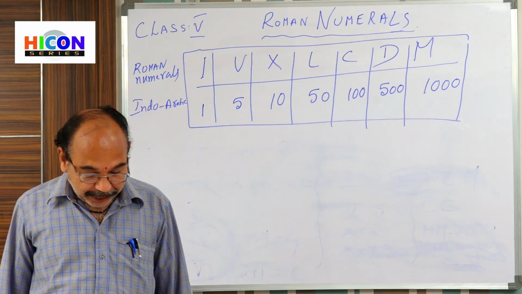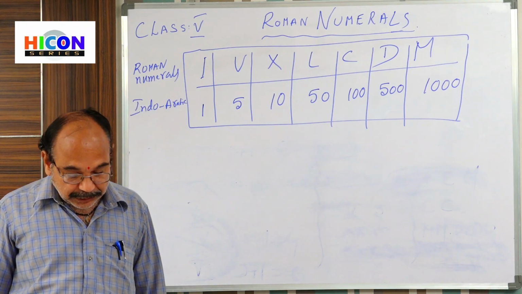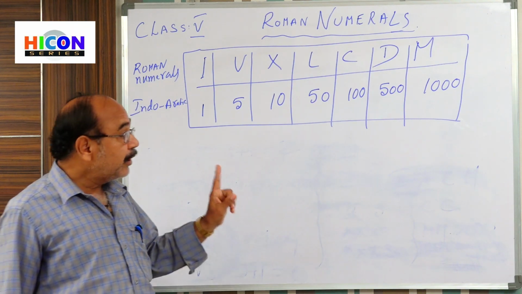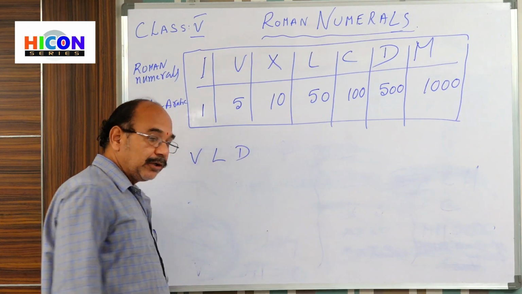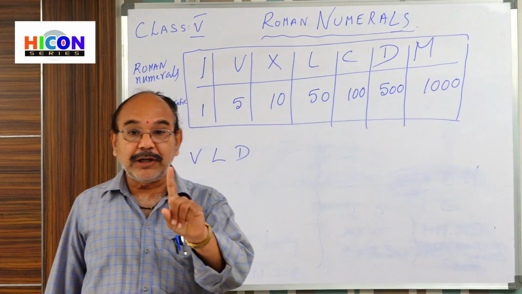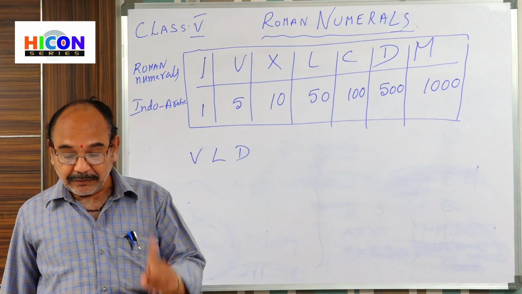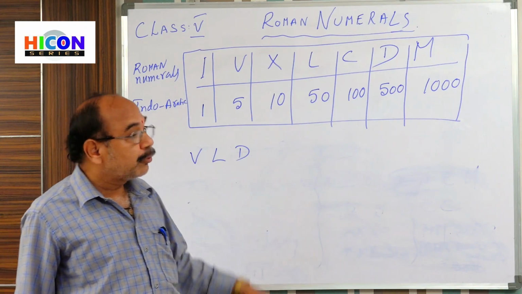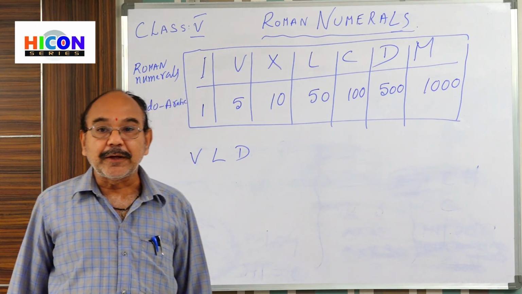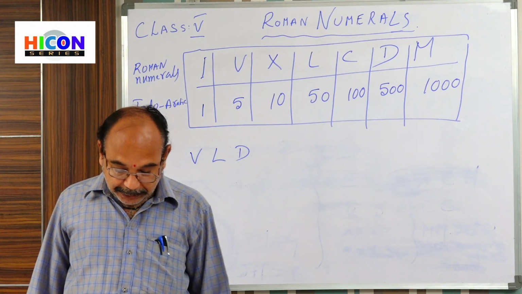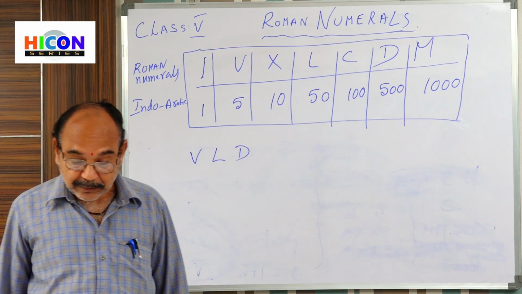Next one, see: symbols V, L, D can be used only once at any one instance. V, L, D, only one time. But these Roman numerals I, X, C, M can be repeated 3 times at any one given time. Like this.